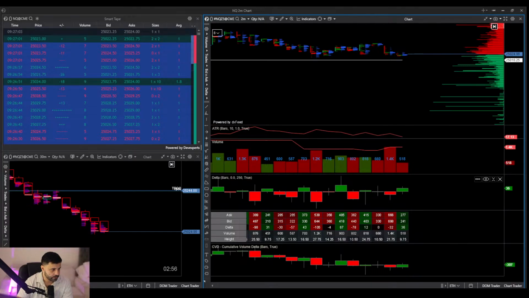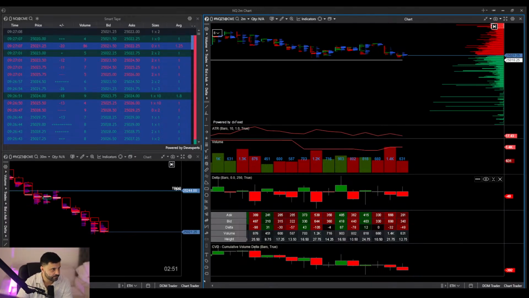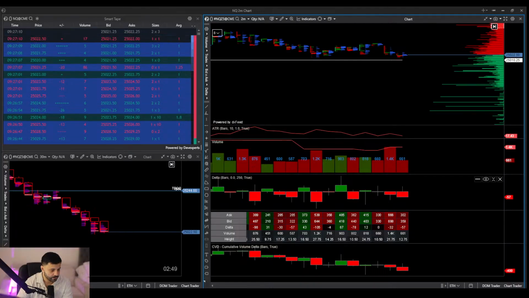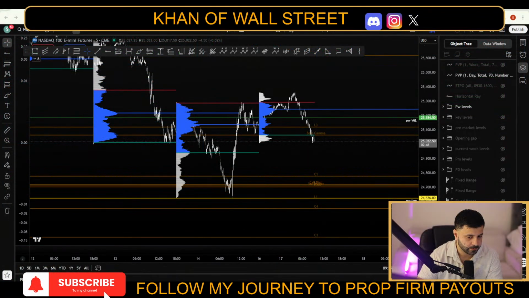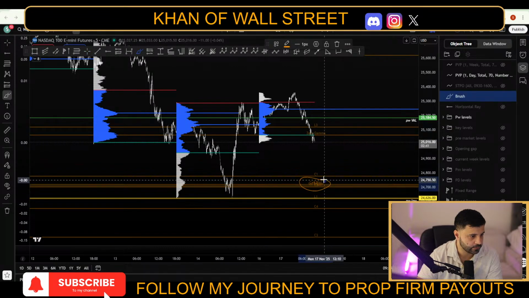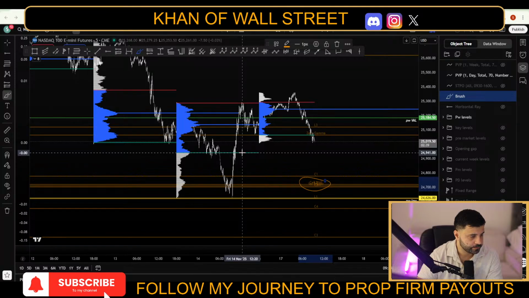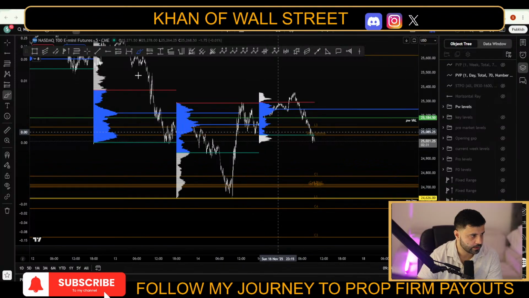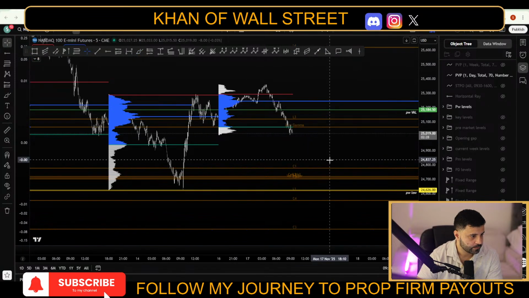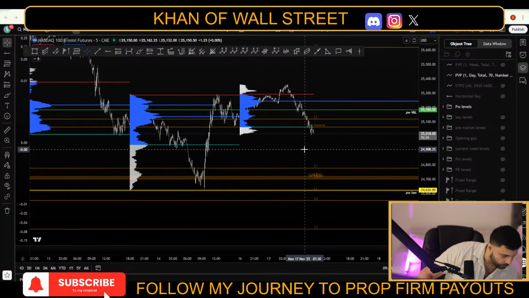So that's pretty much how I do it. These gamma exposure levels, they're static levels, so they're not going to move. See these gamma exposure levels, they don't move. These levels, previous day value area low, high, point of control, they don't move. They're static levels. So yeah, it doesn't really matter what time frame you're on.